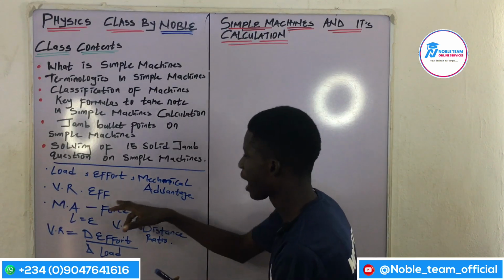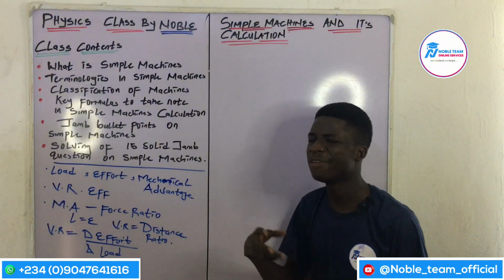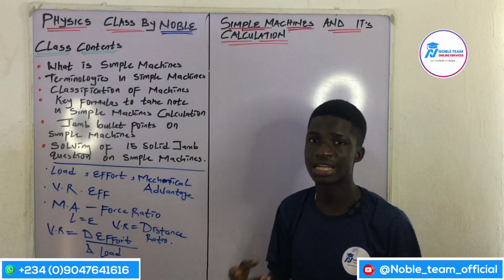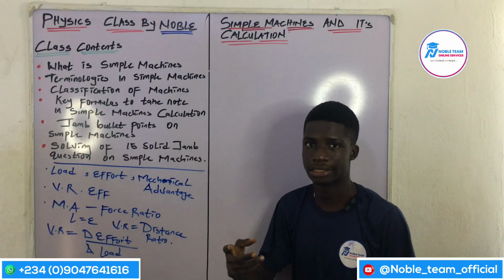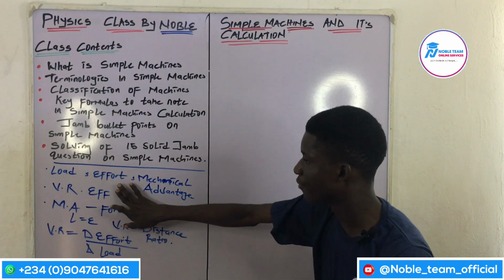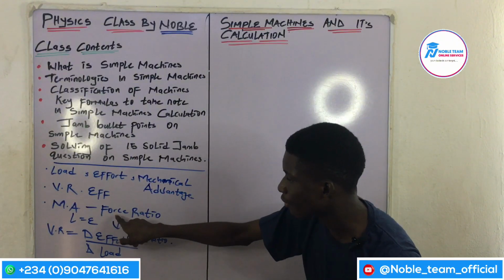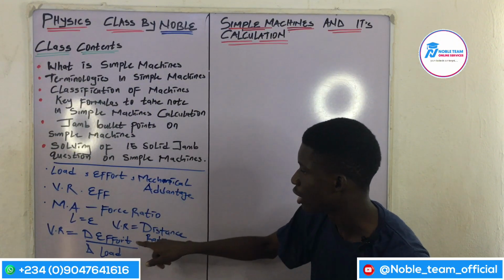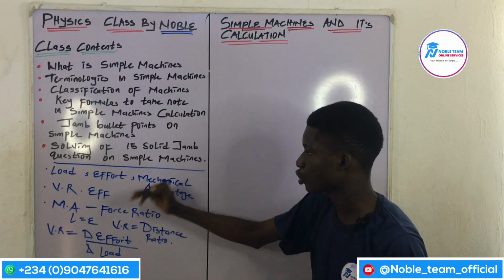over effort. Now we have the efficiency. This is where you need to pay maximum attention. Once you hear efficiency, what comes to your mind? Efficiency, just know that we are talking about something that is 100%. Remember what I said: force ratio, velocity ratio, and force ratio can also become mechanical advantage. Just take note of what we said.